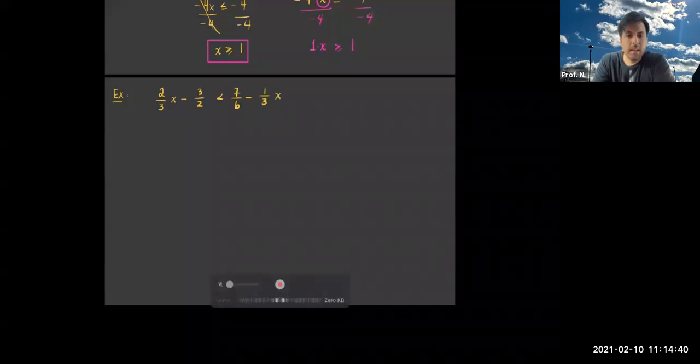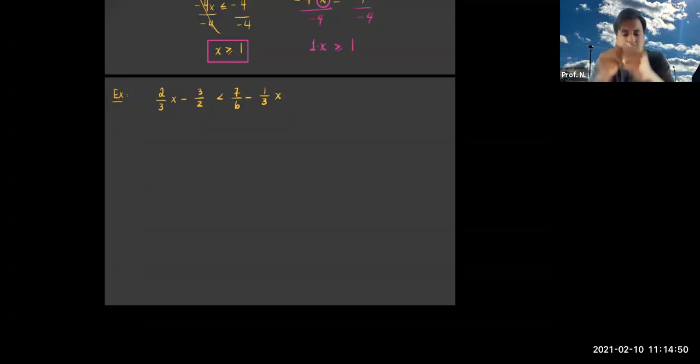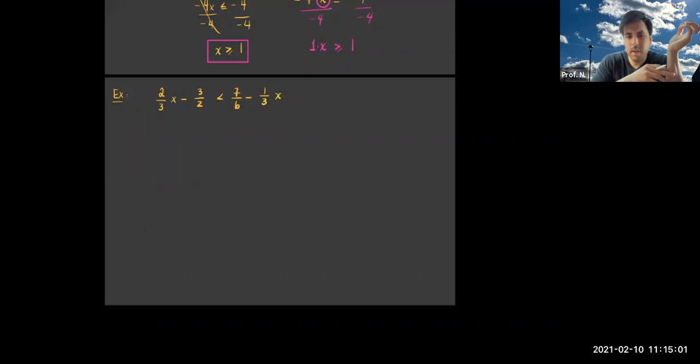I want to get all the, so see, the goal of the game has not changed. I want to get the x alone. The first order of business, though, is to get all the x's together. So to get all the x's on the same side of the inequality, I need to decide whether I want all the x variables to be on the left side of the inequality, or if I want all the x variables to be on the right side. Of course, I'm going to choose the left side for the x's.